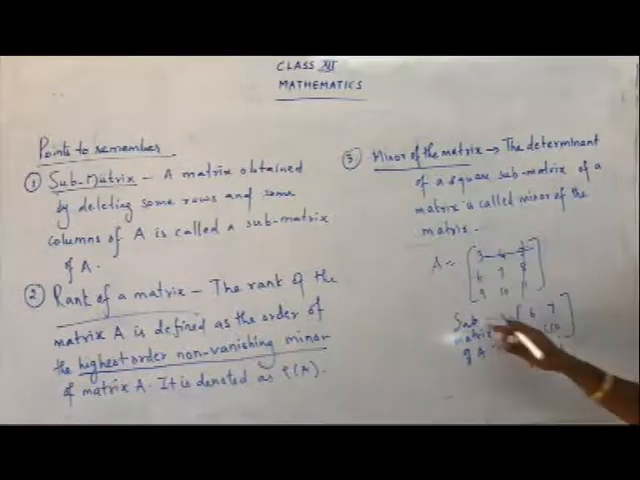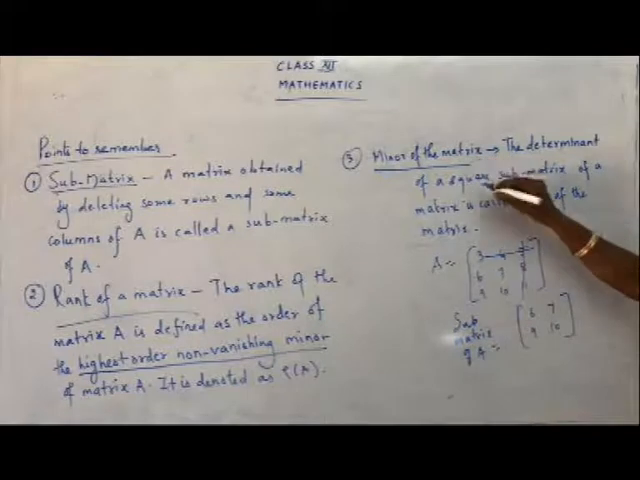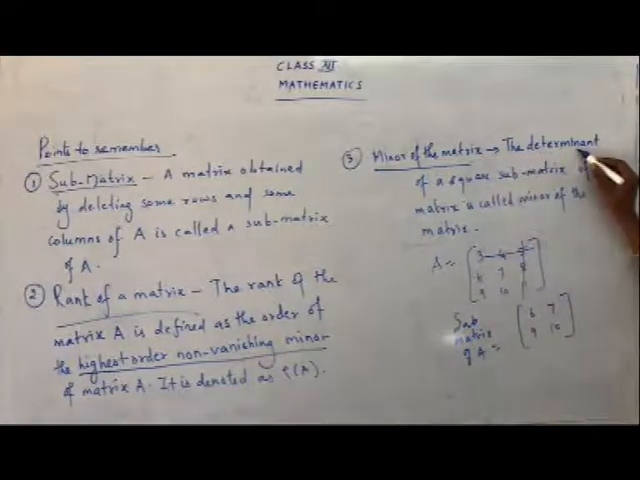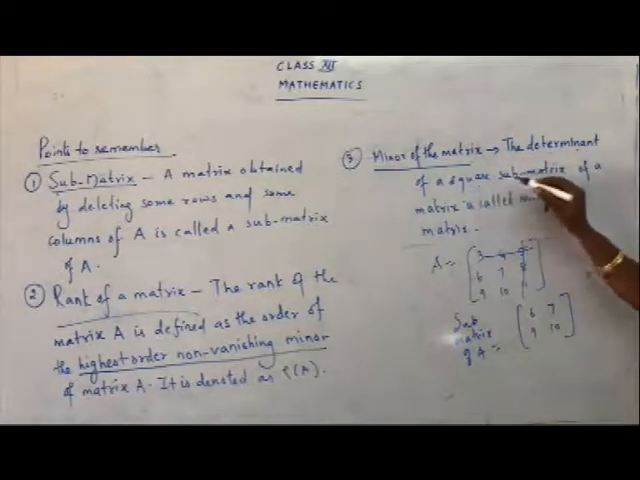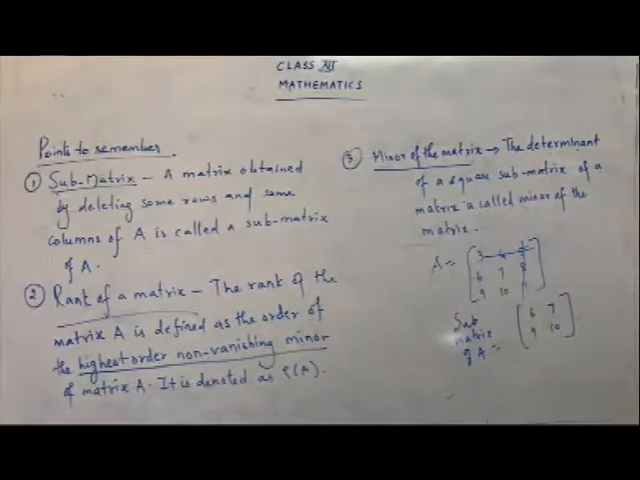Now, what is the meaning of minor? See here, the determinant of a square submatrix. That is, you have to consider a square submatrix. What do you mean by a square matrix? The matrix that has the same number of rows and the same number of columns, a 2 by 2 order or a 3 by 3 order or a 4 by 4 order. So the determinant of a square submatrix of a matrix is called minor of the matrix.